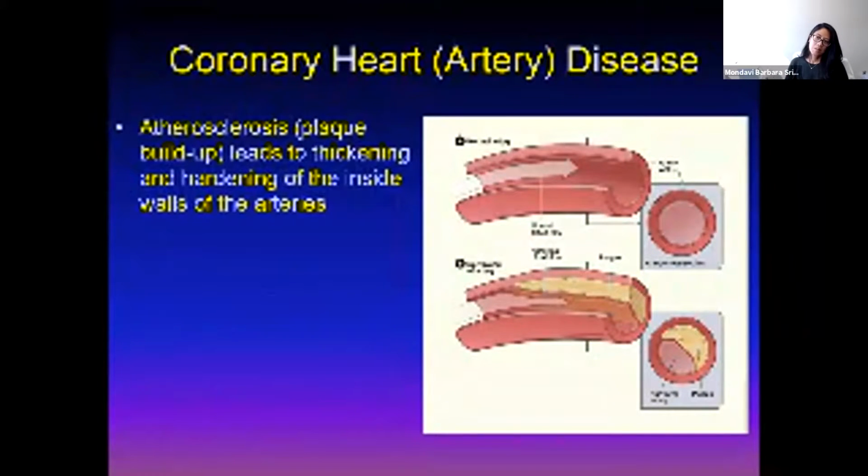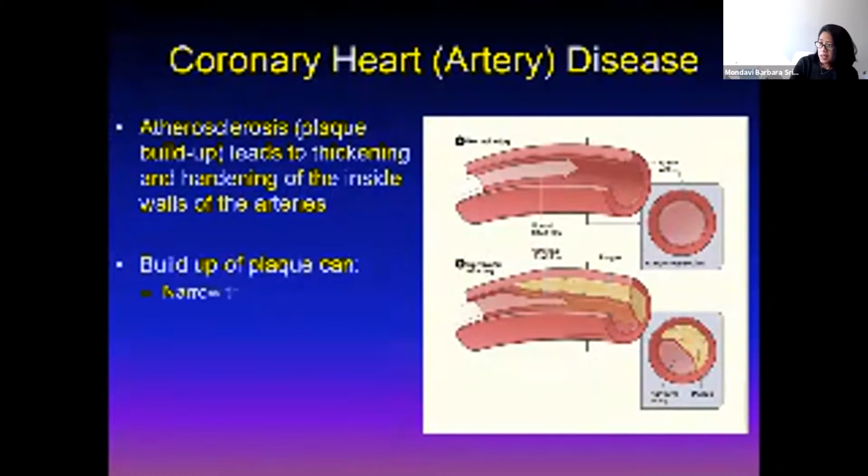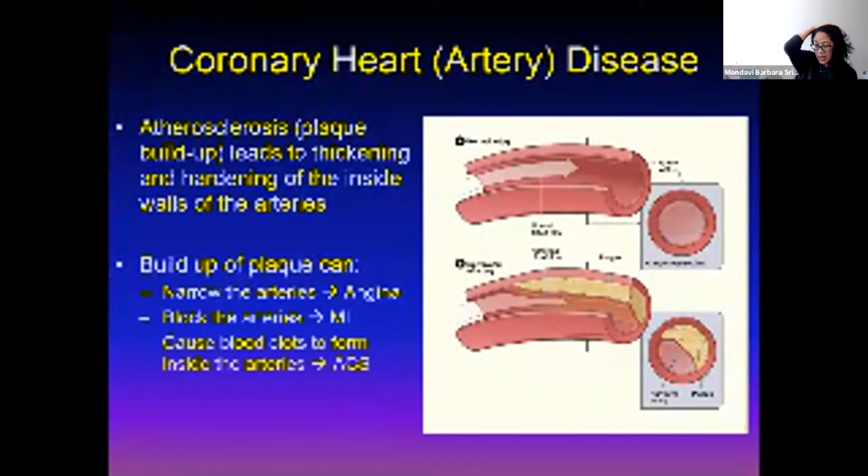First, starting with coronary artery disease or coronary heart disease. When we talk about coronary artery disease, we're talking about atherosclerosis, or plaque buildup that can lead to thickening and hardening on the inside walls of the arteries. This buildup of plaque can narrow the arteries and lead to angina symptoms, which usually is chest pain or shortness of breath. If it completely blocks the arteries, then patients usually present with a heart attack. If blood clots form inside but intermittently block the arteries, they can present with an acute coronary syndrome.